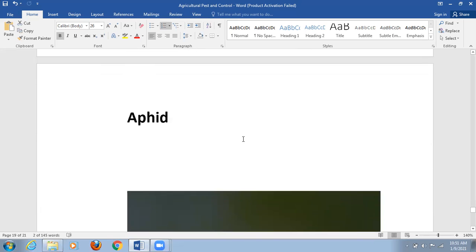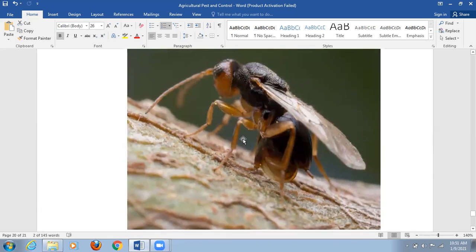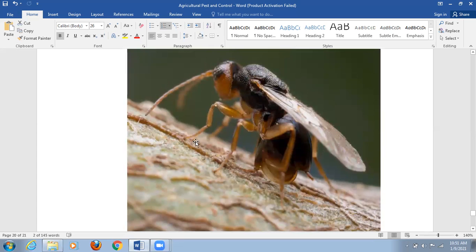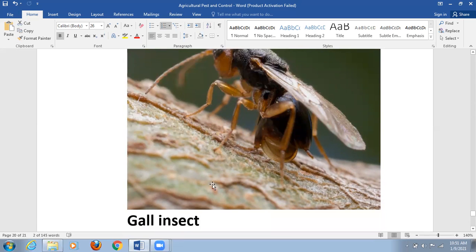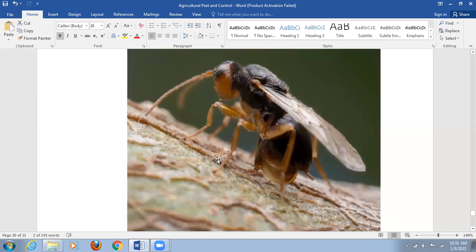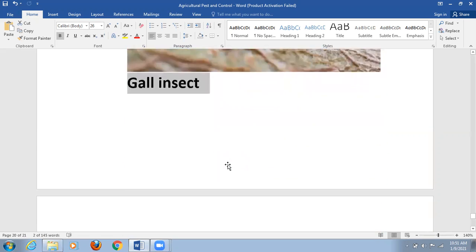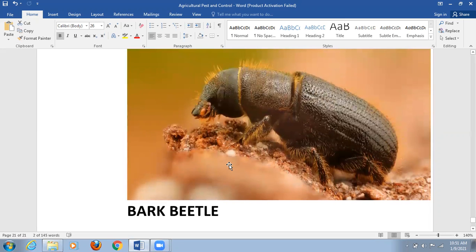Now let's see some examples. On your screen you can see this particular insect pest is the forest pest or forestry pest, and the name of the insect in front of you, this one, is the gall insect. So gall insect is a major insect pest found in the forest, and they cause swelling inside the plant. Then another example on your screen, this one is the bark beetle.